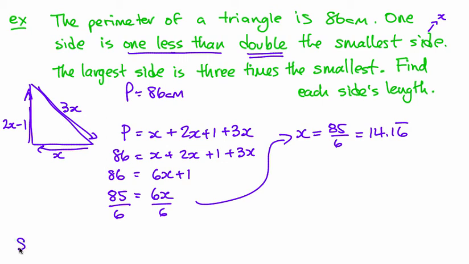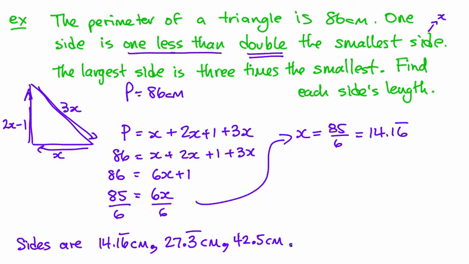So I do know one of my sides, so I know that my smallest side is 14.16, so let's write an answer here. The smallest side is 14.16 repeating centimeters. My second side will be double that minus 1, so just take your calculator, multiply it by 2 and subtract 1, and you'll get 27.3 centimeters. And the last side will be 3 times 85 over 6, or 42.5 centimeters.